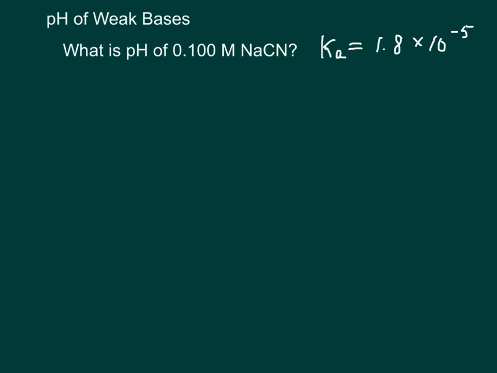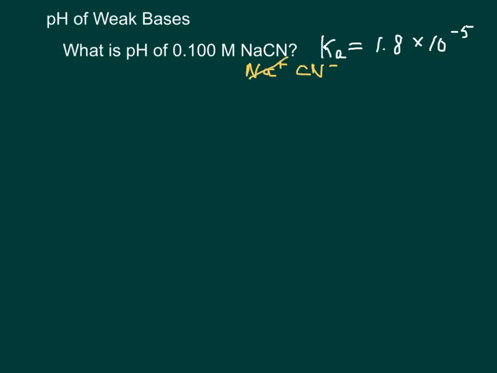Finding the pH of a weak base is very similar to finding the pH of a weak acid. So, for instance, what's the pH of 0.1 molar NaCN? Well, the first thing you have to do is realize that this is actually a base. You need to recognize it as a base because it's Na plus and CN minus.